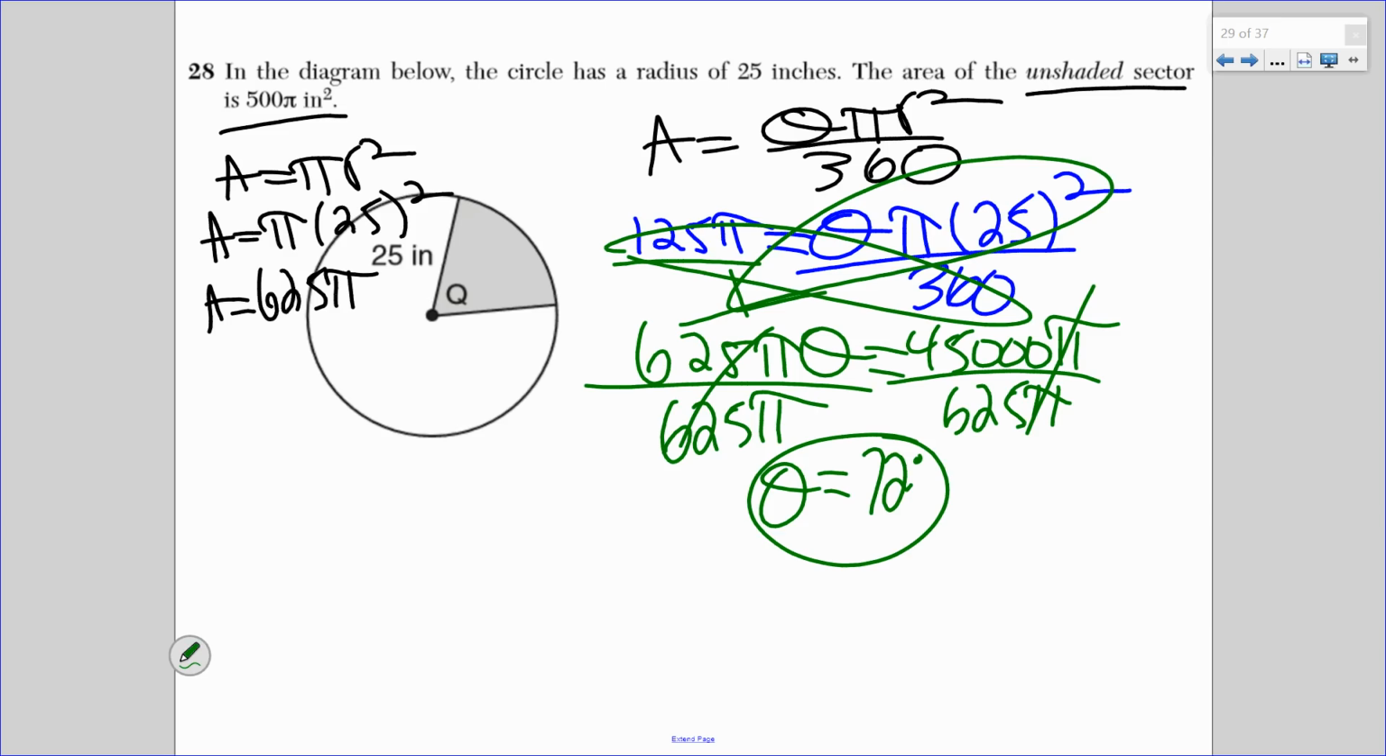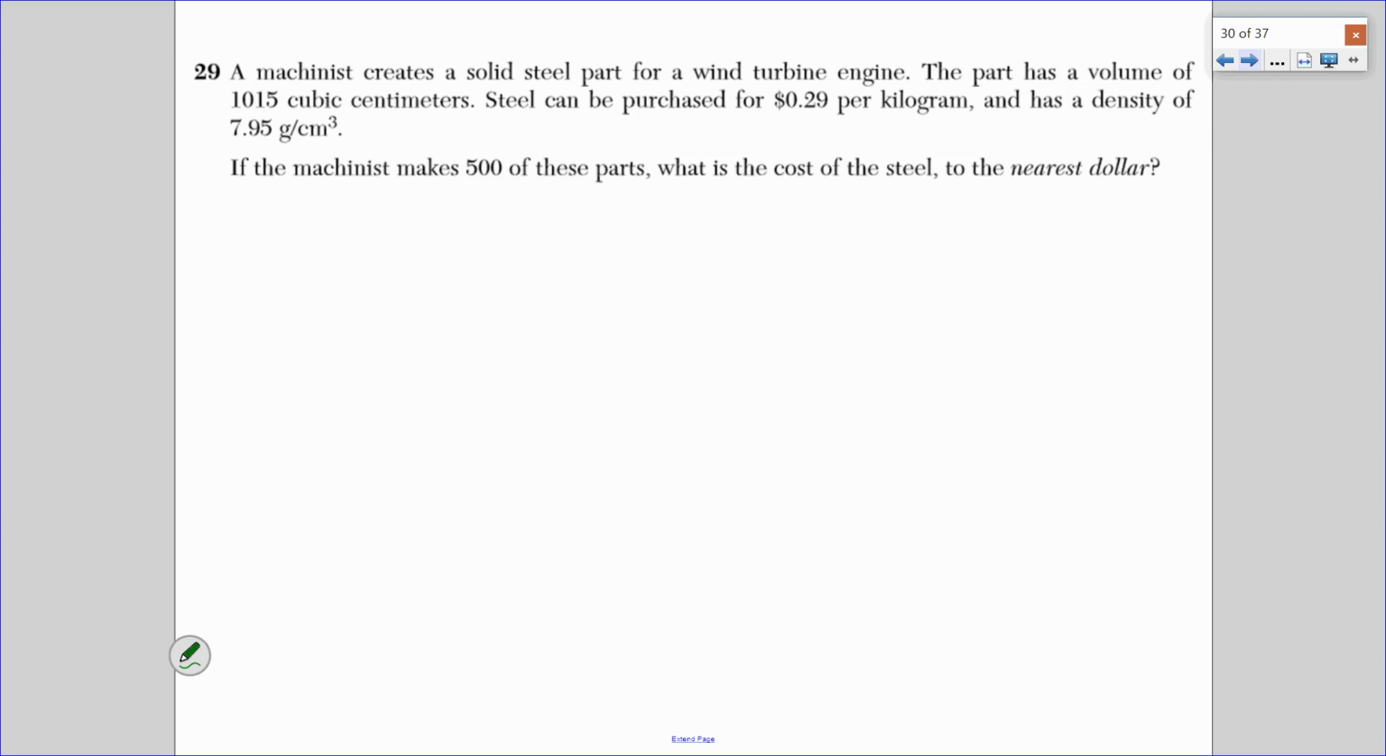It was a simple concept with a twist. A lot of times in area of a sector, they make it a little more complicated than it needs to be. Number 29.